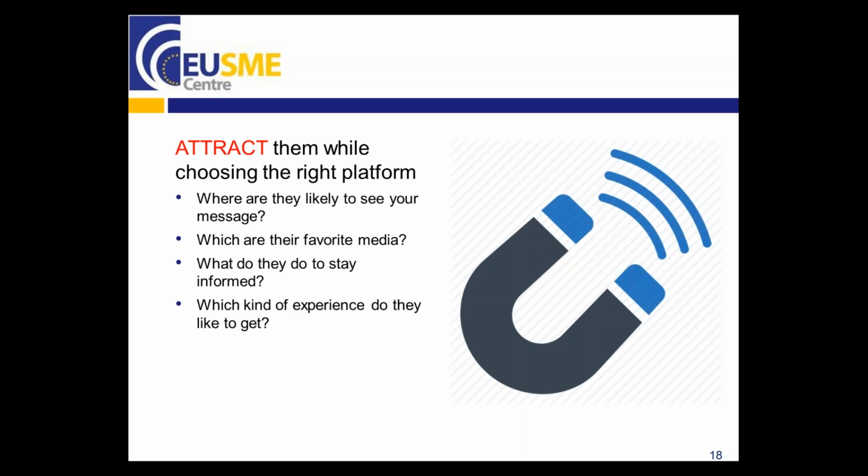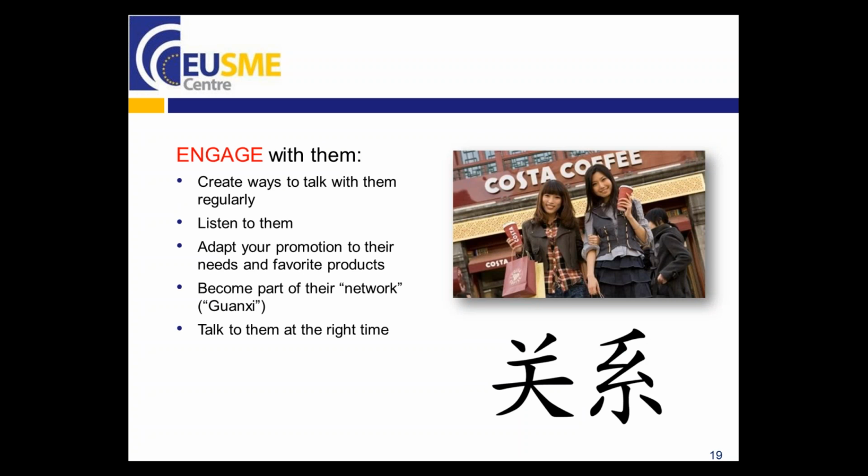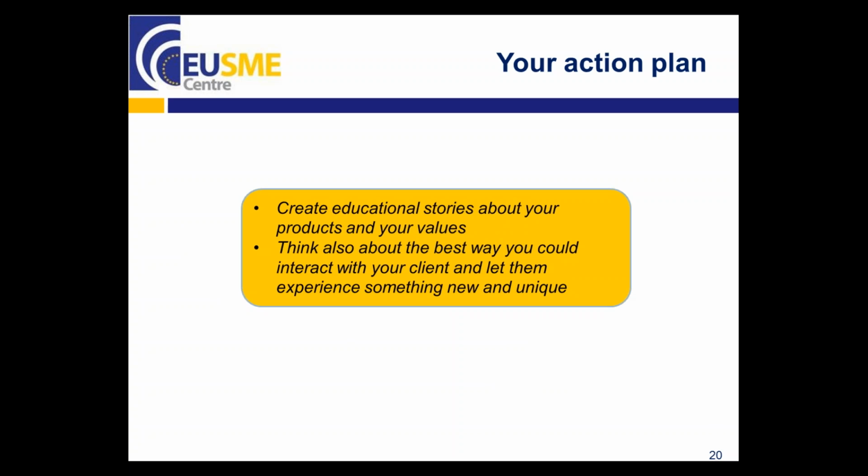So this is very important to understand where these people that you have identified will learn from the product you can offer. And then last but not least, you need to engage with them, and engage with them by creating ways to talk with them regularly. You have to become part of their network. The word guanxi, network, is very important in China. This is the two characters you can see on this slide. And being part of the networks is key to really be part of their life.